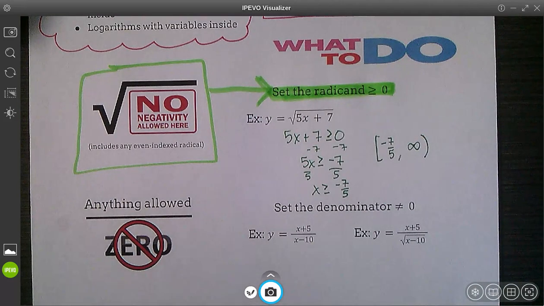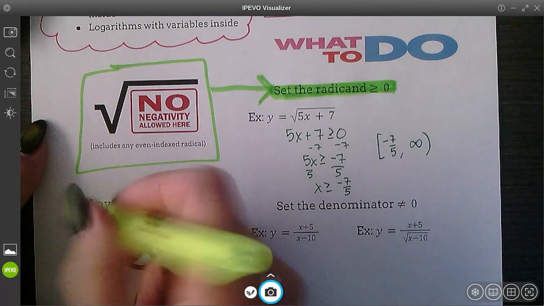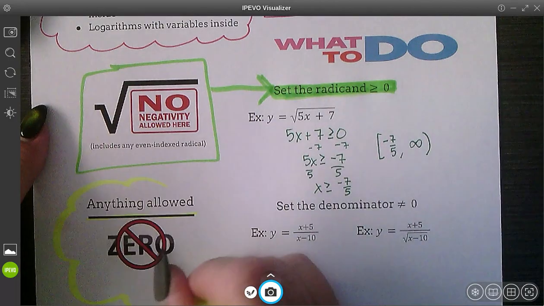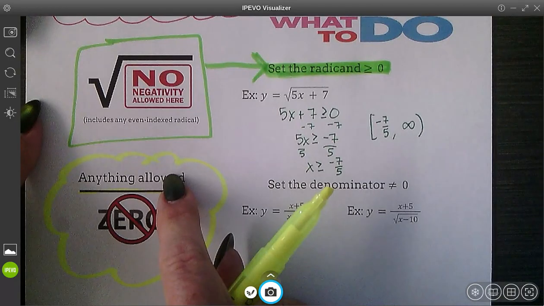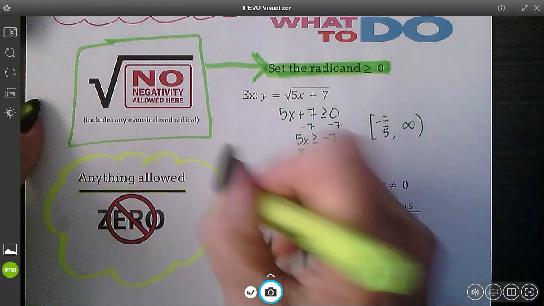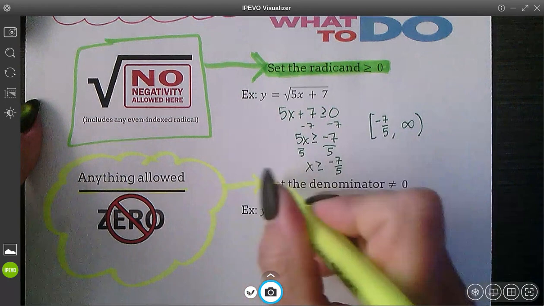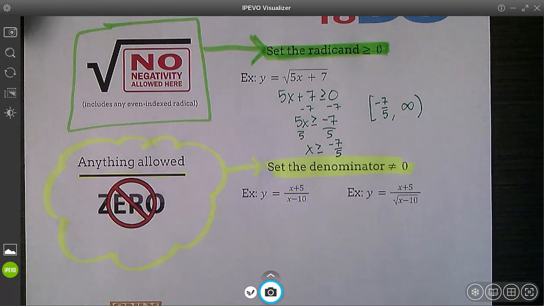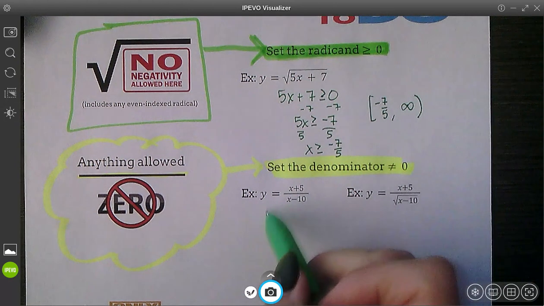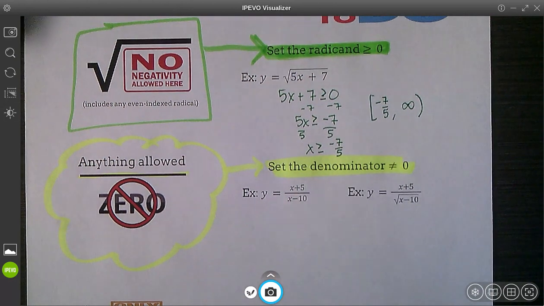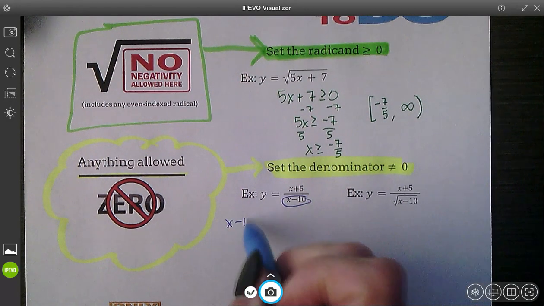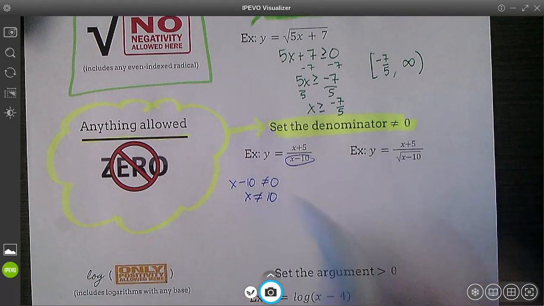The other one we have to watch out for is a denominator, because we are not allowed to divide by 0. So anything can be in the numerator, but we can't have 0 in the denominator. So what do we do when we see variables in the denominator? We are going to set the denominator not equal to 0. So I take this problem here, x plus 5 over x minus 10. I take just the denominator, x minus 10, set it not equal to 0, and that tells me that x is not allowed to equal 10.